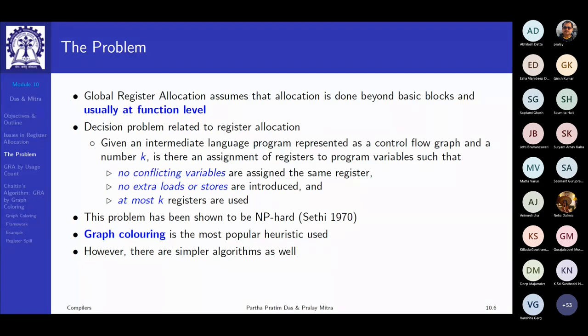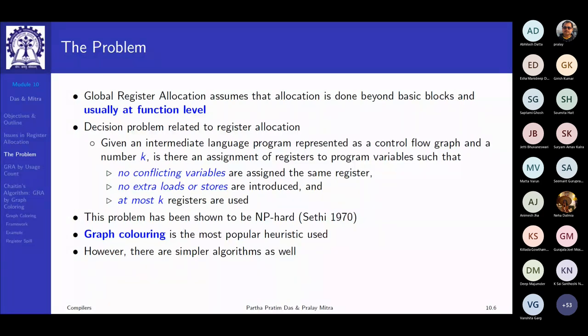Now, this decision problem, more than 50 years back, was shown to be NP-hard by Sethi. You know Sethi as the author of the Dragon Book, Aho Sethi. Now, since it is NP-hard, which means that there is no known polynomial time algorithm to solve this problem, you will have to use certain heuristics to solve the problem.